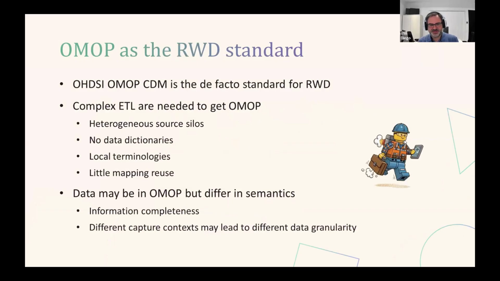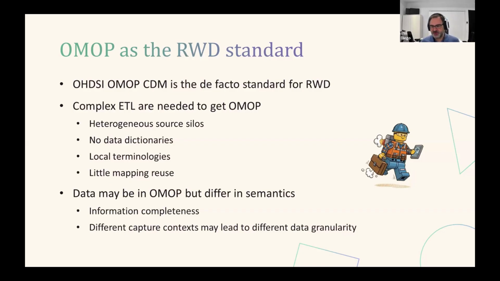So as we already know, OMOP is the de facto standard for real-world data research. And as we already know, if you have worked with OMOP and any kind of non-standard database, you know that it's difficult to get OMOP from the existing databases out there, because usually you don't have the data dictionaries. They use local terminologies. There are a lot of silos that you have to integrate somehow. And in general, there's little possibility to reuse ETLs from one site to another, right?